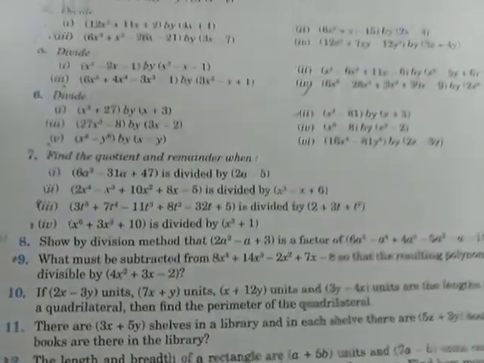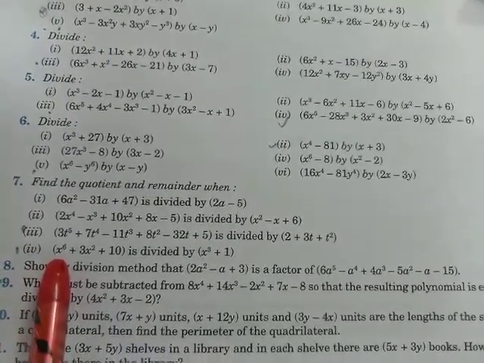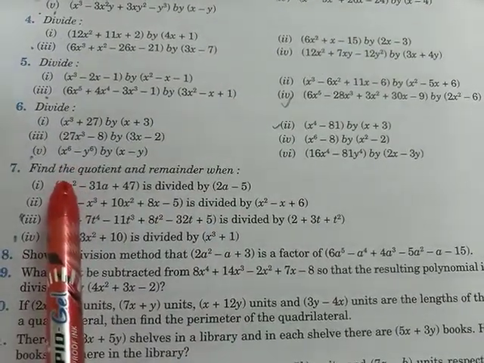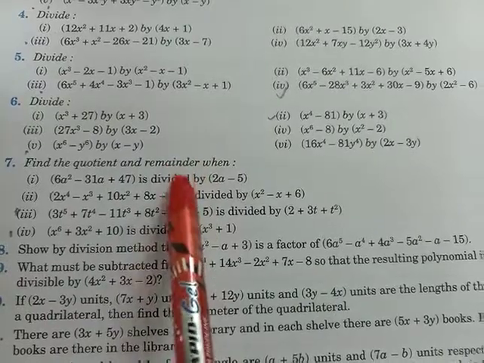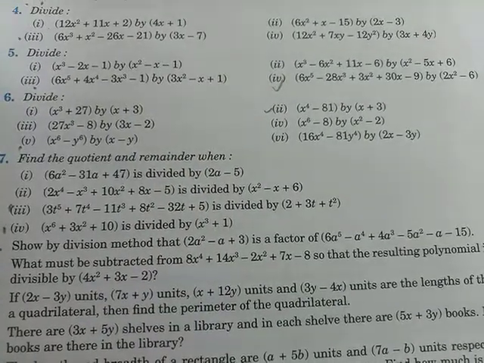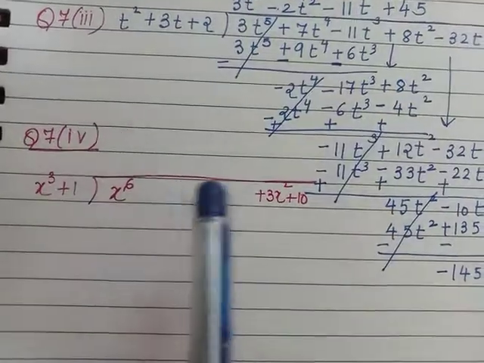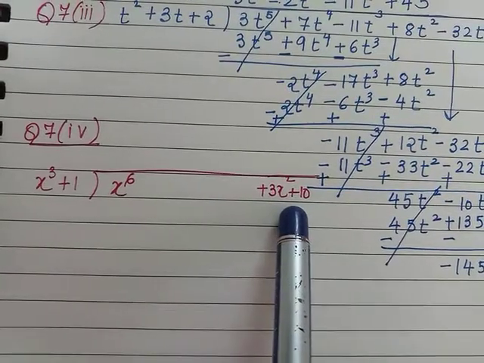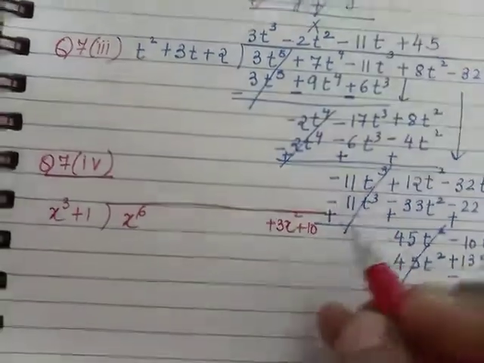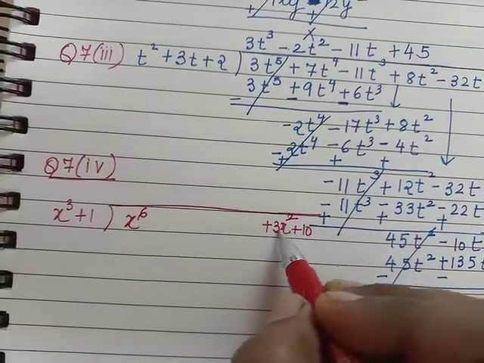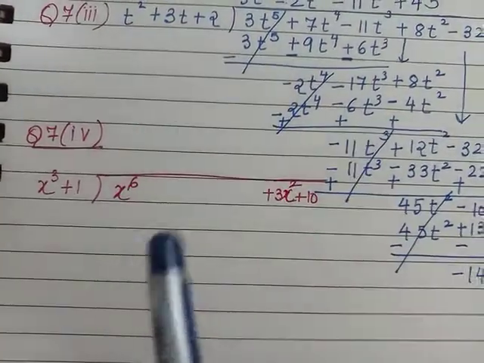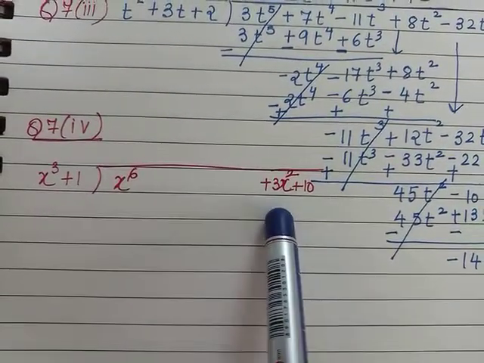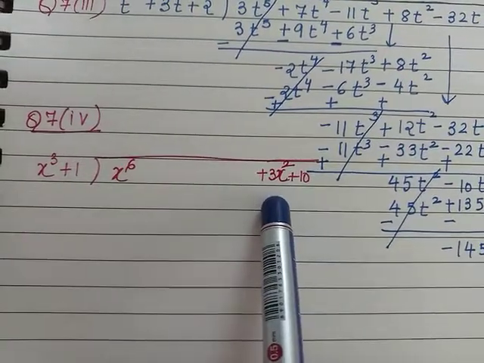Now we do question number 7, fourth subpart. X to the power 6 plus 3x square plus 10 is divided by x cube plus 1. In question number 7, find the quotient and the remainder. So we are getting remainder in all the subparts. X cube plus 1 is the divisor, x to the power 6, and after x to the power 6 we have x square. So I maintain a bit gap between these two terms because it's very sure that we are getting lesser powers than power 6 and up to 2. So I have left a bit gap between the two terms.